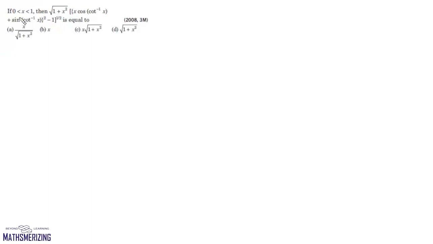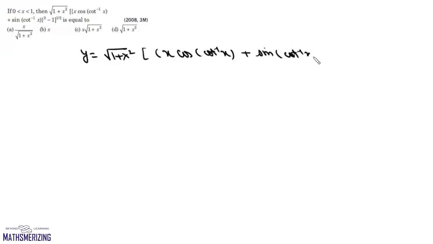Now here the question is, if x lies between 0 and 1, then under root of 1 plus x square times x cos cot inverse x plus sine cot inverse x whole square minus 1, whole to the power 1 by 2, is equal to which of the following? Now we'll take this as y. So y equals under root of 1 plus x square, and then it is x cos cot inverse x plus sine cot inverse x whole square minus 1 whole to the power 1 by 2.